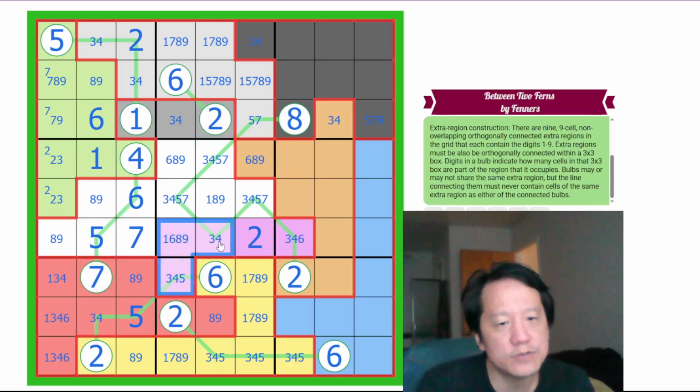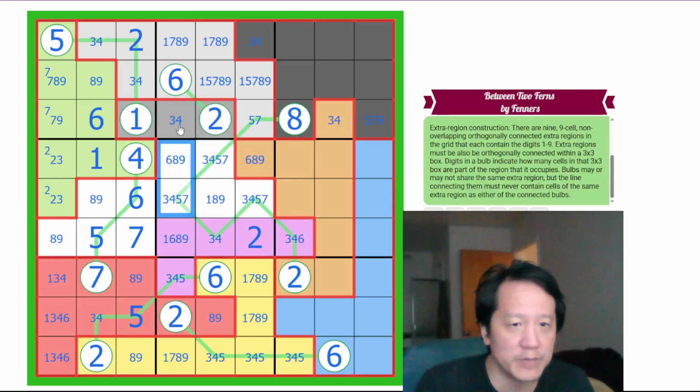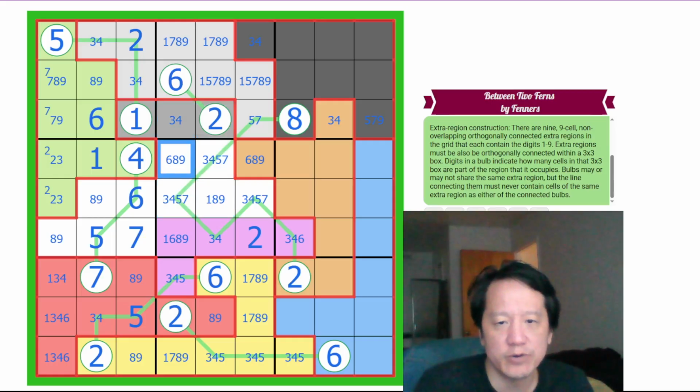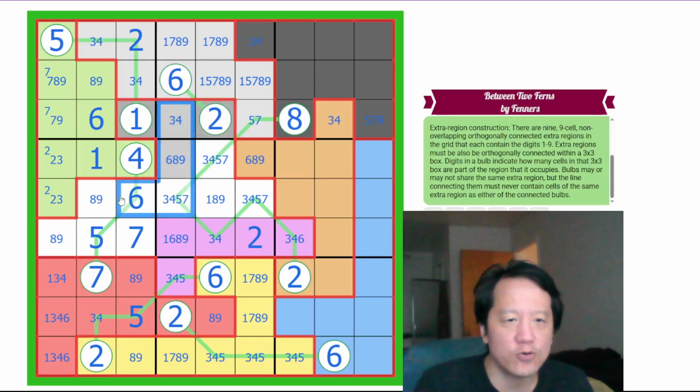So we have 1, 2, 3, 4, 5. Can this not be part of medium? I think it has to be part of medium, right? So if we try to go around, it doesn't work, so this must be part of medium. Therefore, medium cannot go fully here.